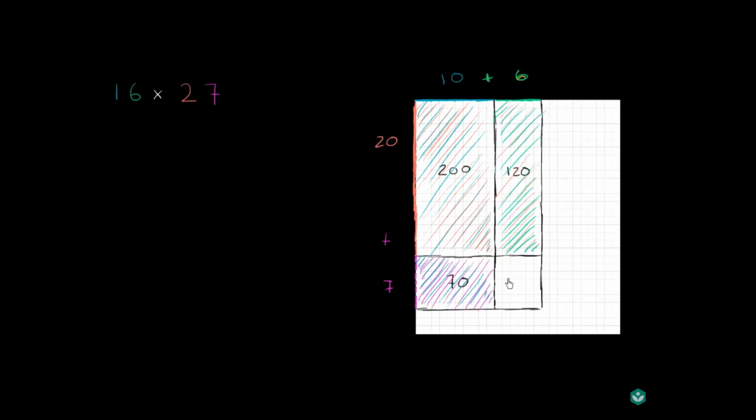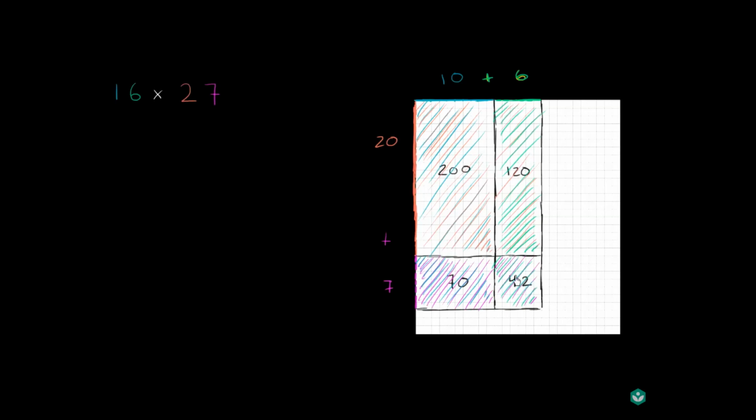And then finally, what's the area of this little section right over here? It's 7 high, and it's 6 wide. So it's going to be 7 times 6, or 42 square units of area. And let me color it in. So I got some magenta in there, and then I got some green in there.